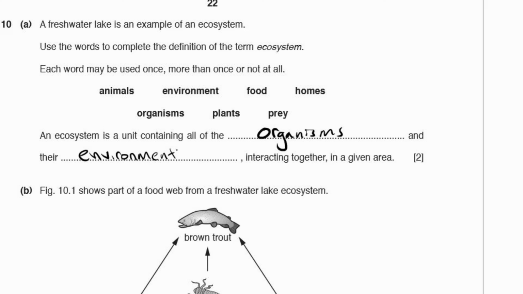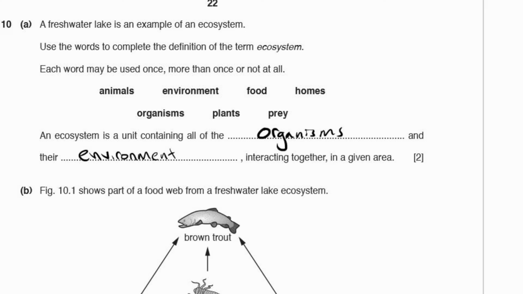Interacting together in a given area. It's not just their homes where they live. It's not just their food. It's not just their prey. It's absolutely everything. So the ecosystem includes the plants, the animals, the bacteria, all the living organisms, and their environment, which includes the homes, the prey, the predators, the organisms, everything in the area. Interacting together in a given area.